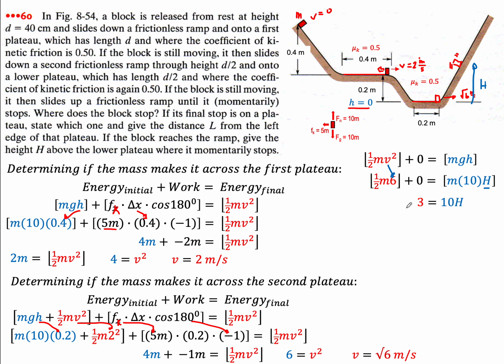If we solve this, then we get 3 equals 10h after we divide m on both sides. And we discover that h is 0.3 meters. Please note that this m here is not the variable m I was using for the mass of this. This literally is meters. We can solve this without knowing the mass of the thing.